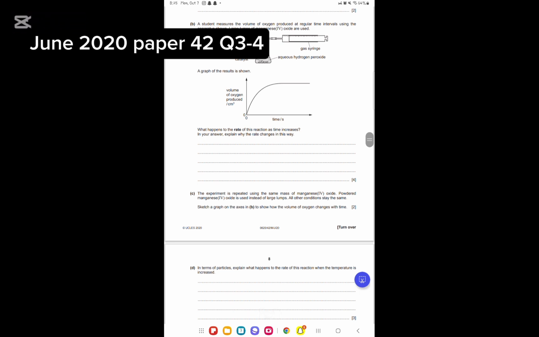Now, what happens to the rate of this reaction as the time increases? As our time is increasing, we started with a sudden increase in the rate of the reaction, then over here it starts to slow down, and then finally it is finished. Why is it finished? Because our limiting reactant was used up, this is very important. So as our time increases, we start off by going fast, and then we start to slow down, and then finally we finish. There's no more products being formed because our limiting reagent was used up.